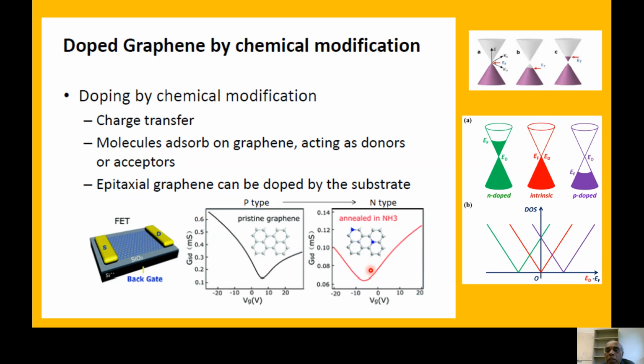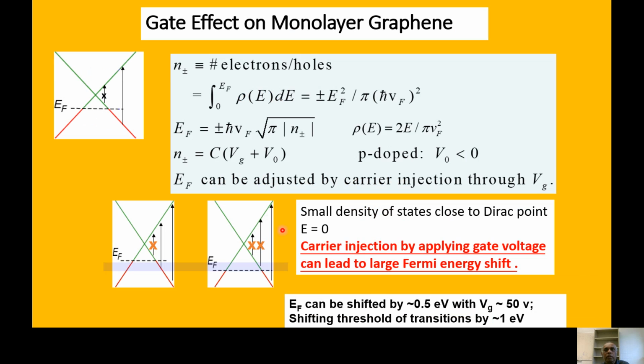This we call p-type. Here, we call it n-type. This we can dope with donor materials. Also, this is more p-type if you react with something like acceptor molecules, like nitrous oxide or some other strong oxidizers. Okay, so this is what we talk about, the gate effect on monolayer, right?